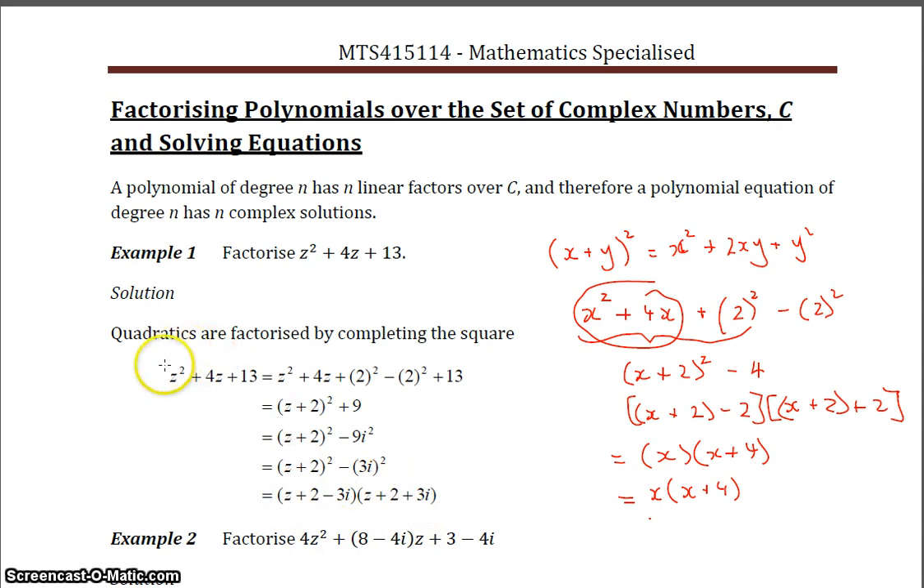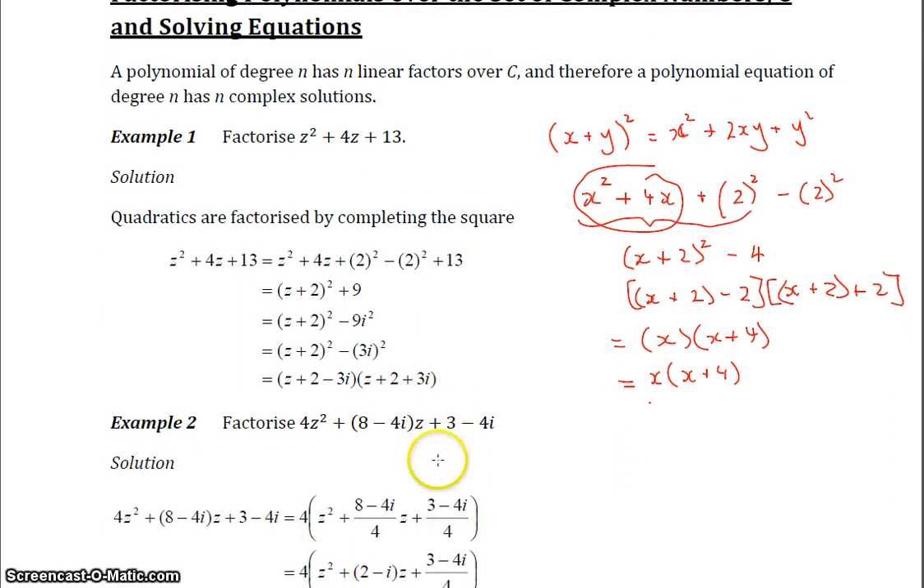So what we have, what would not be factorisable normally when we think about real numbers, in the complex set we can factorise it. We get 2 complex numbers as our 2 factors. Okay, let's have a look at another example.